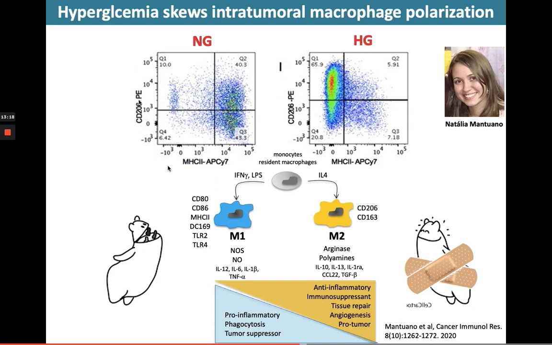Here we see the marker CD206, and here the marker MHC2. So M2 and M1 markers. In the macrophages from the normoglycemic mice, we can see that they express more M1 marker than M2. Now see how the macrophages from the hyperglycemic tumors are. They express much more CD206, therefore they are more M2-like macrophages.